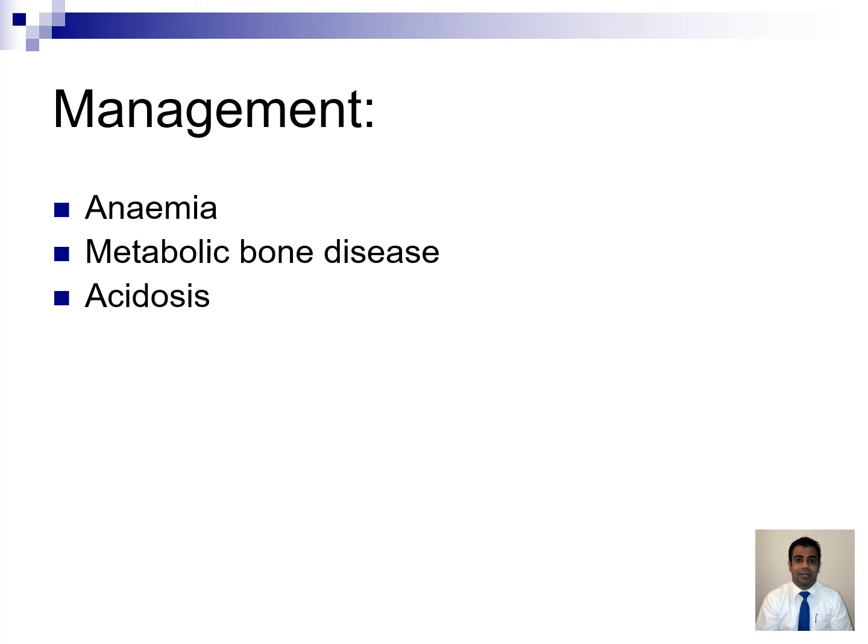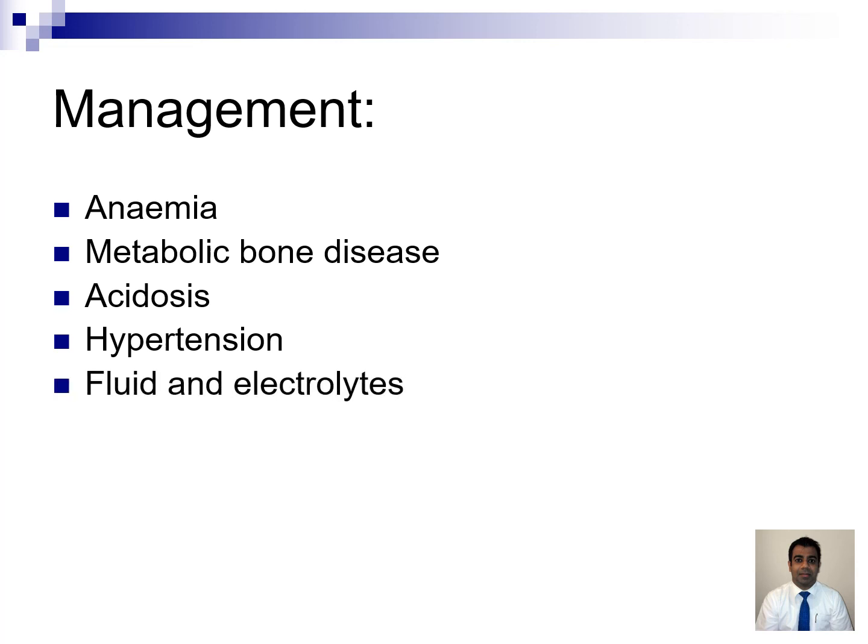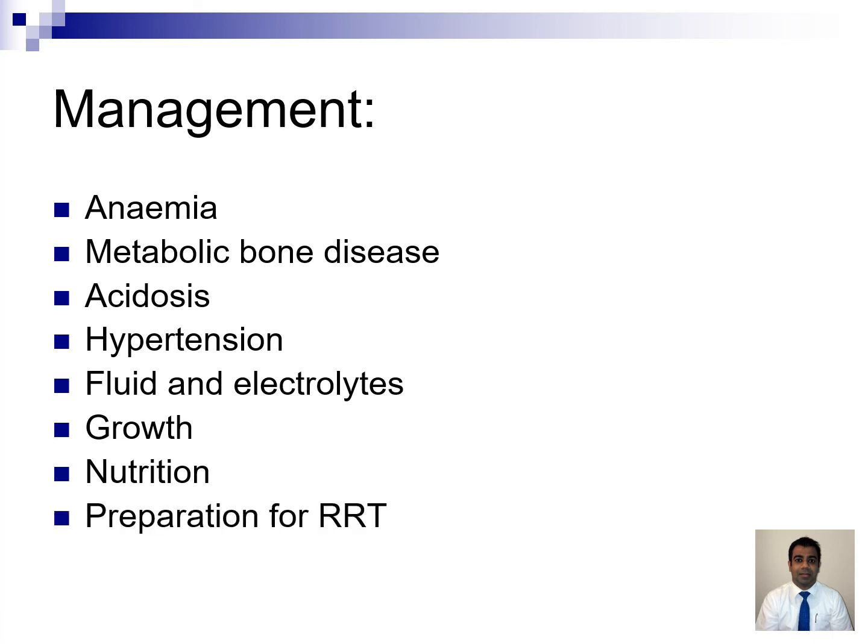So what do we need to manage in patients with chronic kidney disease? We need to manage the anemia. We need to manage the metabolic bone disease. We need to control the acidosis. We need to control the hypertension. We need to manage the fluid and electrolyte status. We need to manage growth, and we need to maintain proper nutritional status in these patients. And eventually we need to prepare them for renal replacement therapy.